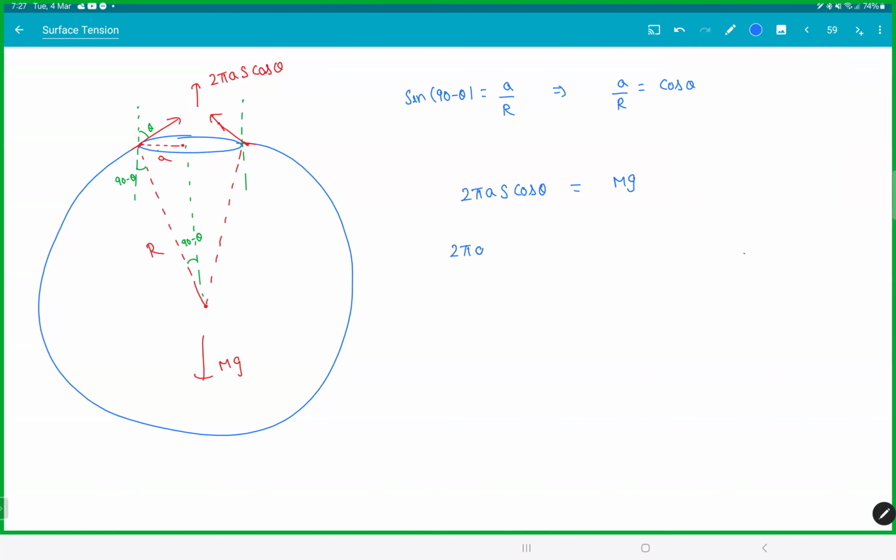But what is cos theta? Cos theta is a by R. And what is mg? Rho times 4 by 3 pi R cubed g. Pi goes off, 1 2 will cancel. You have a squared S equal to rho 2 by 3 R to the power 4 g. So we have R equal to (3 a squared S by 2 rho g) to the power of 1 by 4. So the main idea in the question is to find the contact angle.